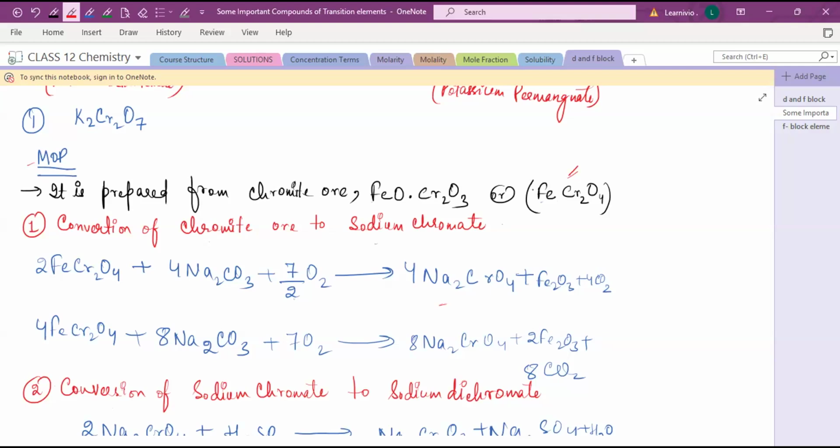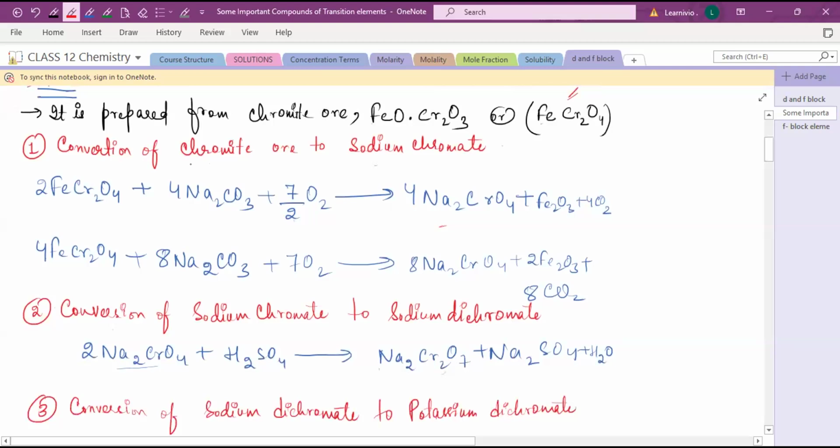Potassium dichromate is prepared from this chromite ore in 3 steps. In the first step, there is a conversion of chromite ore to sodium chromate. This chromite ore, FeCr2O4, will be converted to sodium chromate, Na2CrO4. The reaction is FeCr2O4 plus Na2CO3, sodium carbonate, plus O2, which gives Na2CrO4, sodium chromate, plus Fe2O3 plus CO2. So this is a redox reaction.